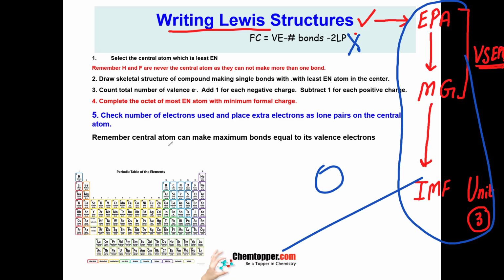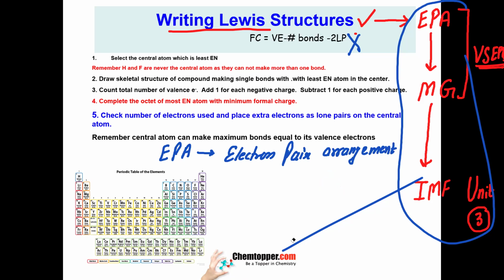Now write down the full form of EPA. EPA is electron pair arrangement. Yeah, thank you very much, Shrestha. Some teachers call it EDG, electron domain arrangement, EDA. They call it EDA, electron domain arrangement. That's right. You can call this one as anything. You have to just understand the concept.